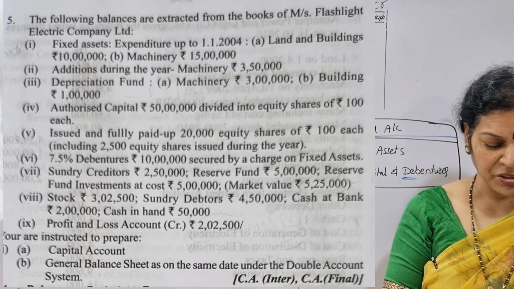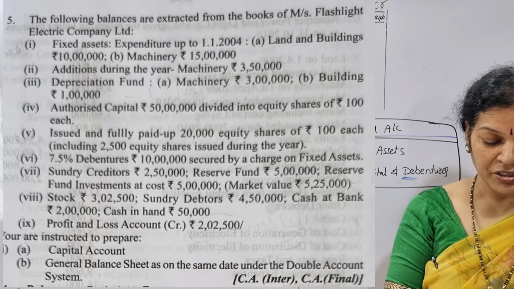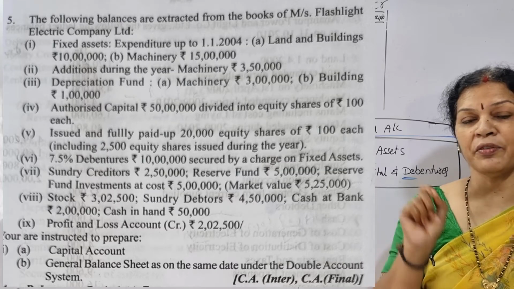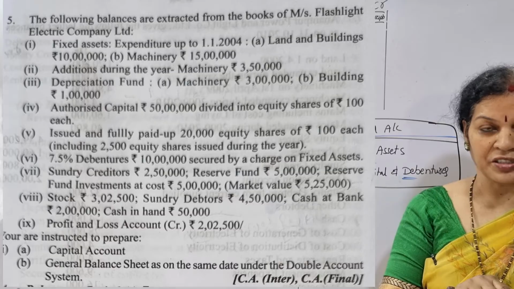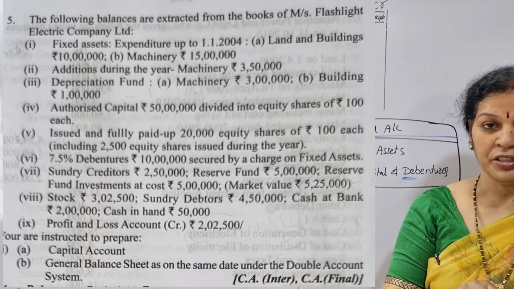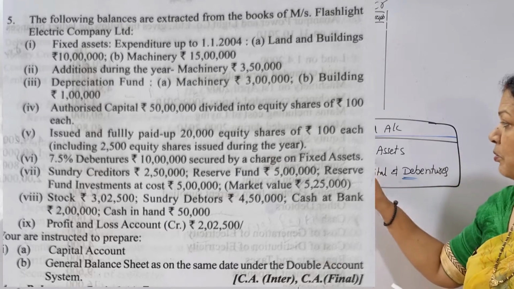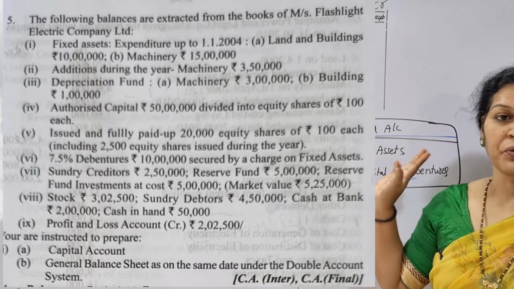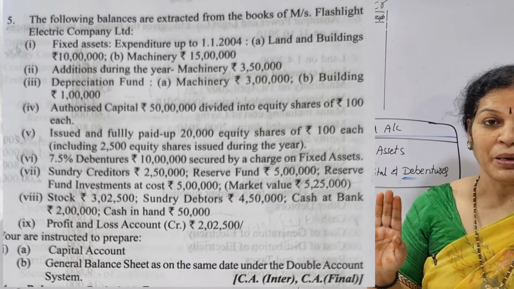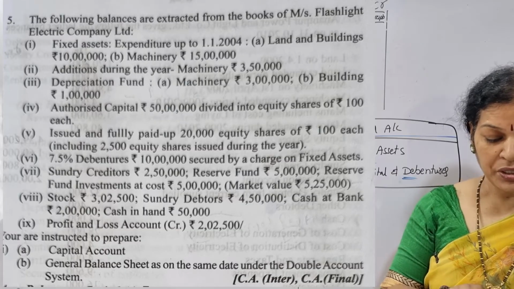First one is fixed assets. Fixed assets expenditure up to 1/1/2004, means beginning of the year fixed assets are given. Land and buildings 10 lakh, machinery 15 lakh. These two are fixed assets. Fixed assets, what to do? Debit side of the capital account we will write. Once again in the balance sheet? No.